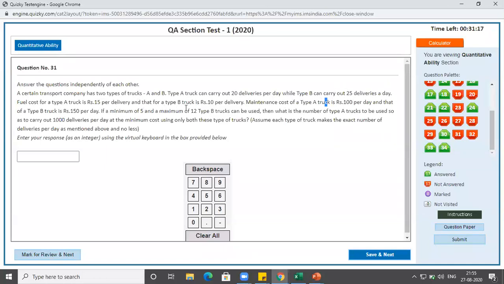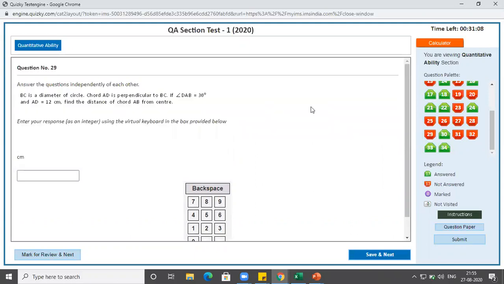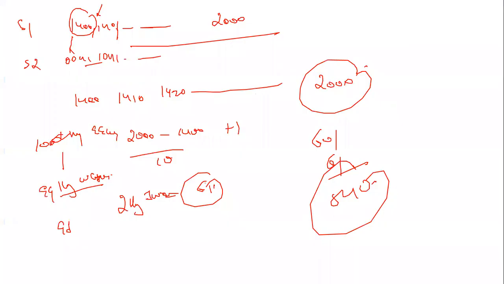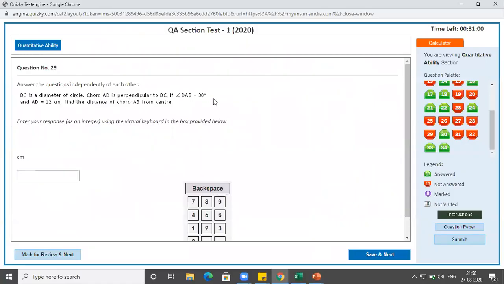If a minimum and maximum can be used, what is the number of A trucks to be used so as to carry out at the minimum cost? Okay, this will take effort. I'll take this question in round 3. This is something I couldn't solve, so again, I'll push it to round 3 for now.